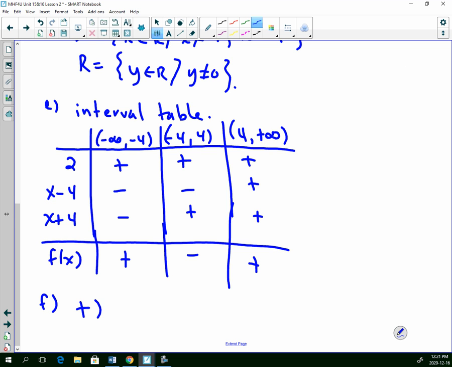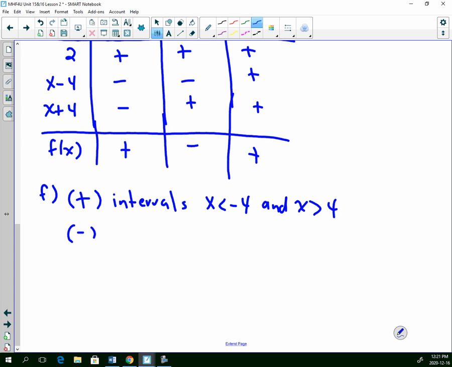So my positive intervals are when x is less than -4 and when x is greater than 4. And then my negative interval is between -4 and 4. And then increasing interval and decreasing interval.